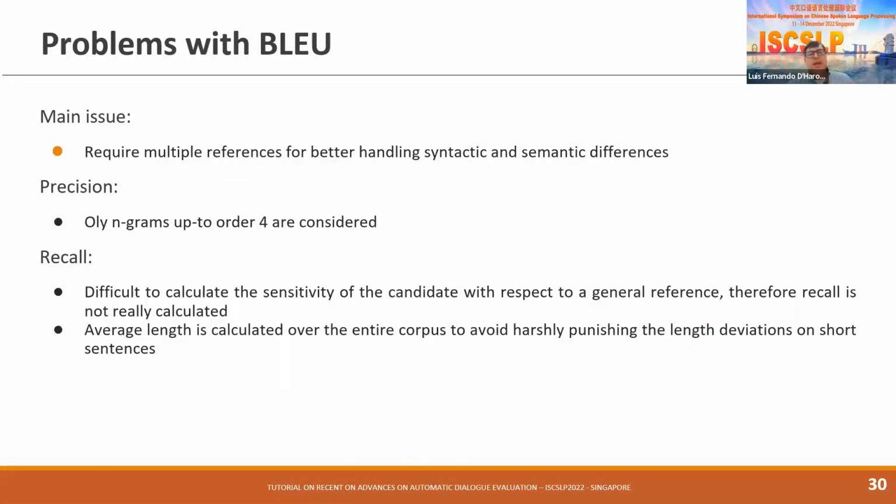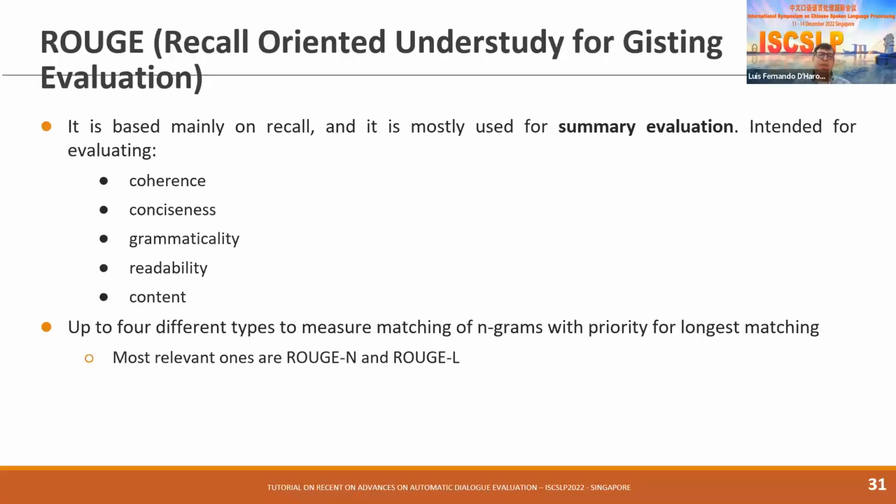So what are the problems? It requires multiple references for better handling of syntactic and semantic differences. We are just considering precision, so we go until order 4 usually. We could go to order 5 or 6 or 7 or whatever we want, but in general, the higher the order, the more difficult to get good results. So at the end, you don't want to penalize the systems too much. Recall is difficult to calculate. The average length is also modifying the result, and you don't know exactly if that length is good or not because you are not really considering the semantics of the sentence.